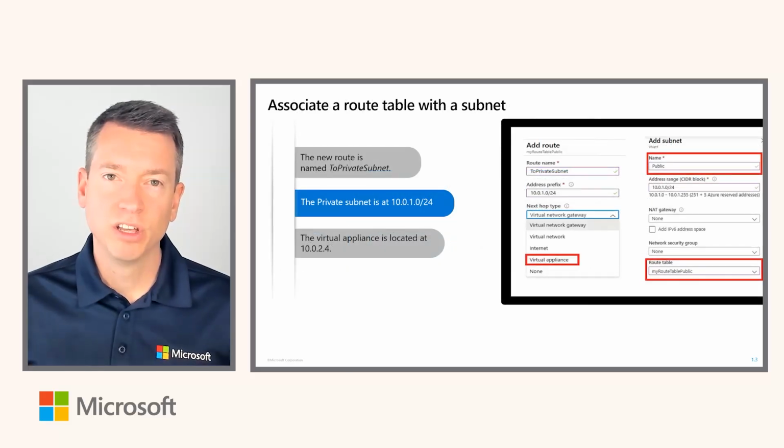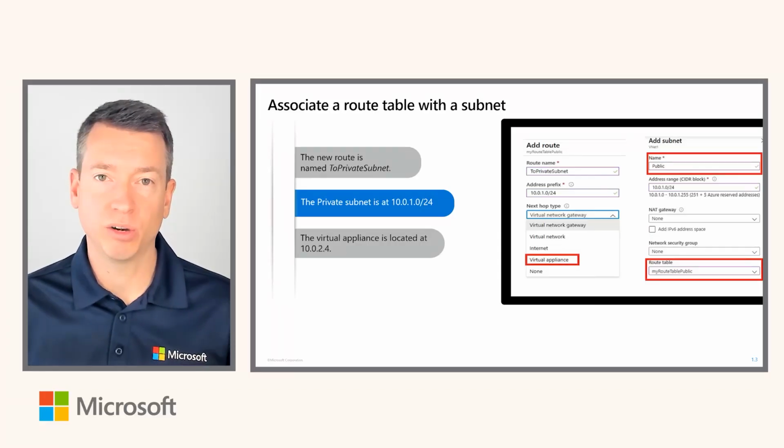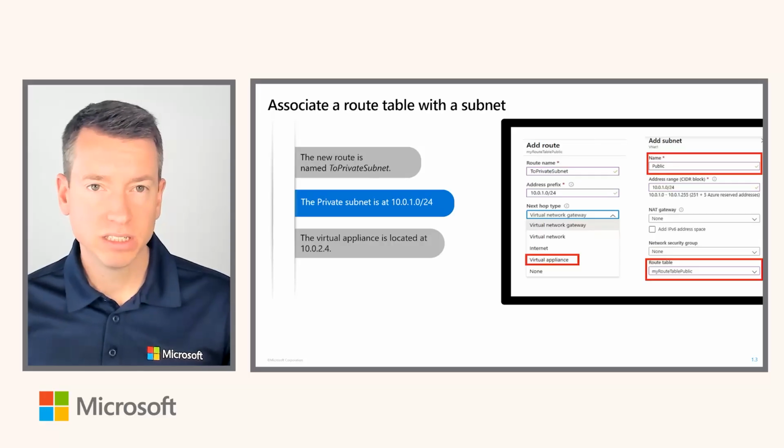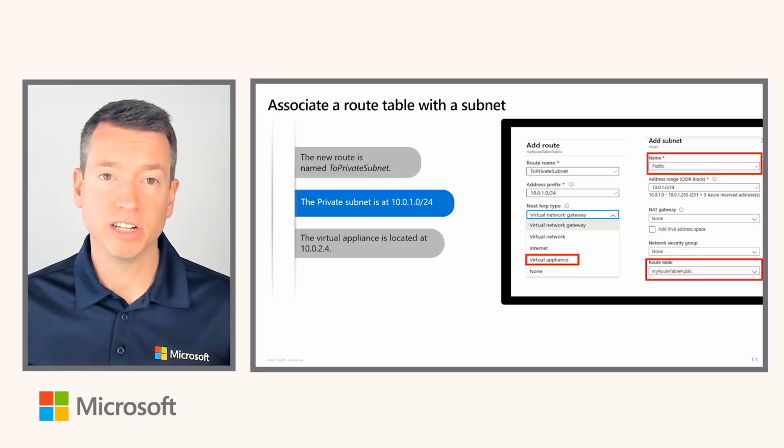In this example, you show how to associate a route table with a subnet and send traffic from the subnet through a firewall, or through a virtual appliance in this case. By doing this, you will override the system routes and add your own user-defined routes.